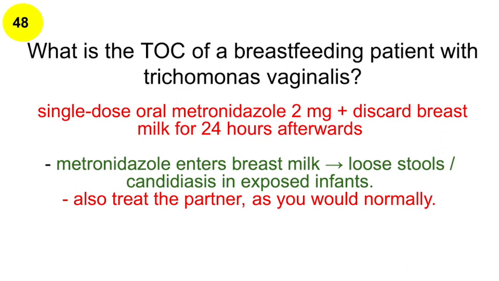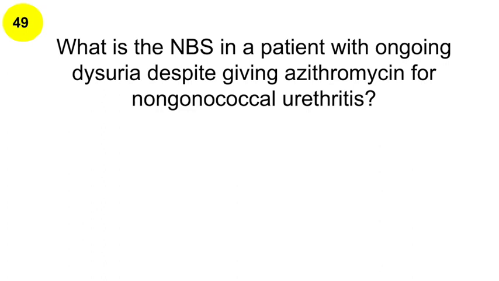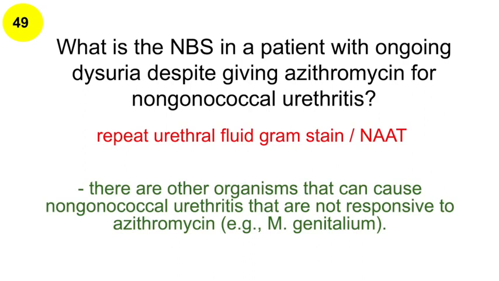What is the next best step in a patient with ongoing dysuria despite giving azithromycin for non-gonococcal urethritis? Repeat urethral fluid gram stain. So there are other organisms that can cause non-gonococcal urethritis that are not responsive to azithromycin.